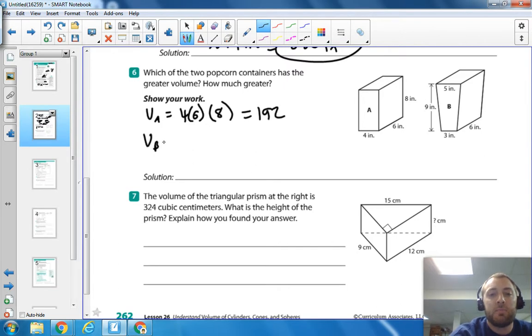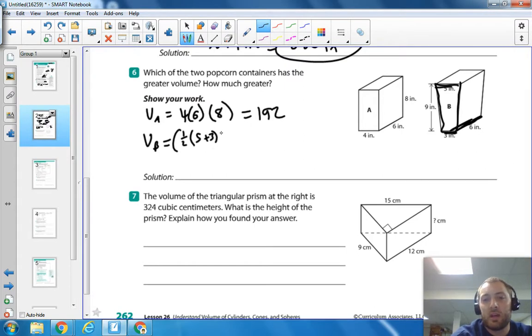Volume of shape B, this is different because the base is actually... You notice this is not a rectangle, it's a little bit different. It's a trapezoid, so the backside is also a trapezoid. So we have to take the area of a trapezoid times this whole height. So the area of a trapezoid, if you recall, is 1 half times adding the two bases, so that's the 5 and the 3, times the height, which is 9.